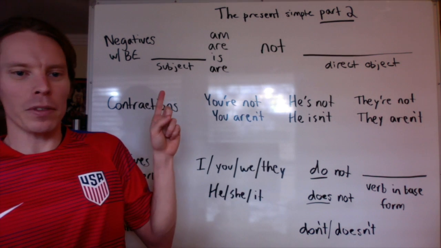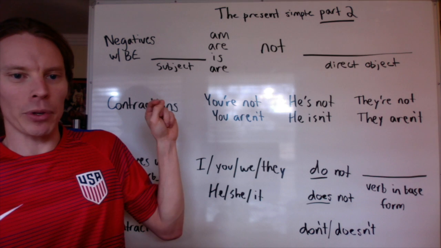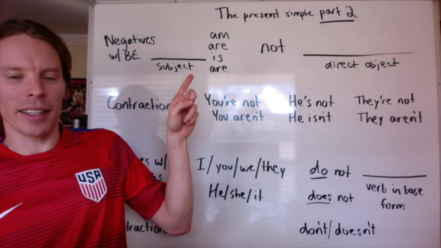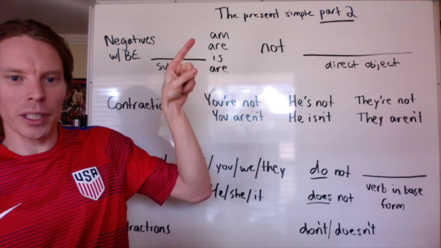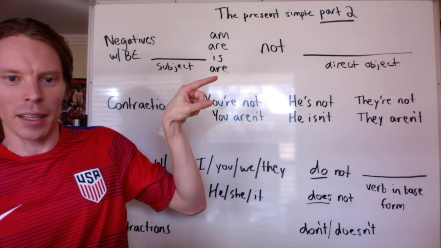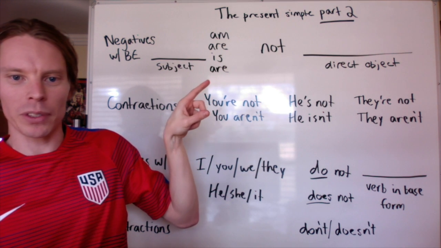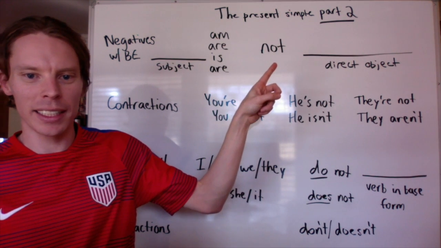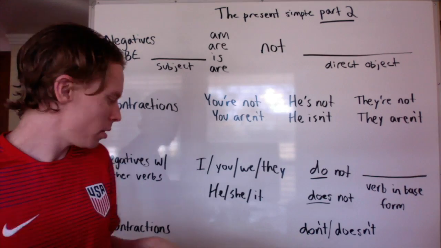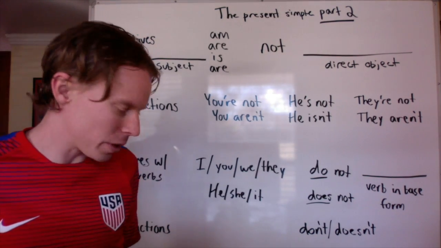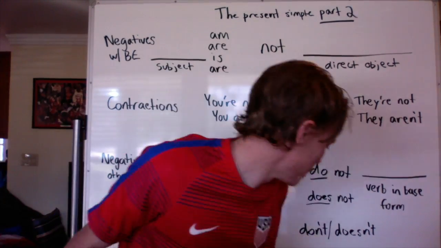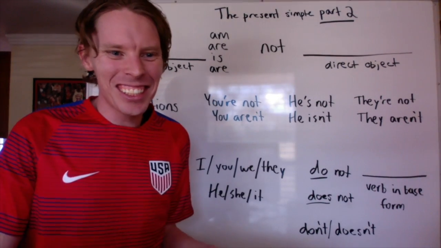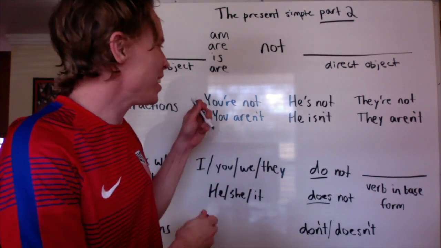So, to form a negative, para formar el negativo, tenemos un sujeto. We have a subject, right? And depending on the subject, we use one of these. So, let's do some examples. Okay, but then we're going to add, después de eso, vamos a añadir not. We all know not. No tengo un marcador. Un momento. Okay. So not.